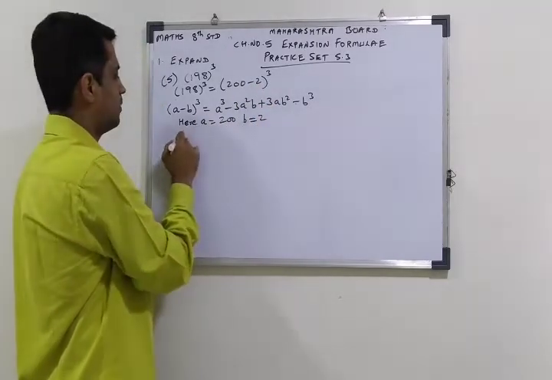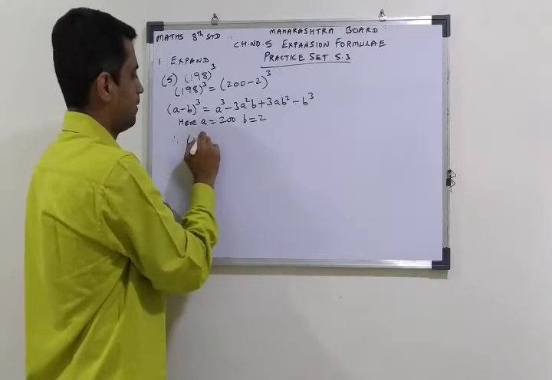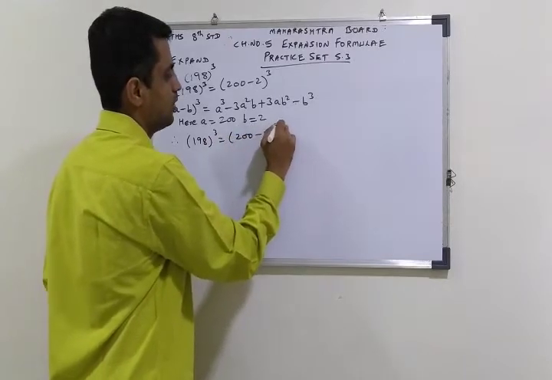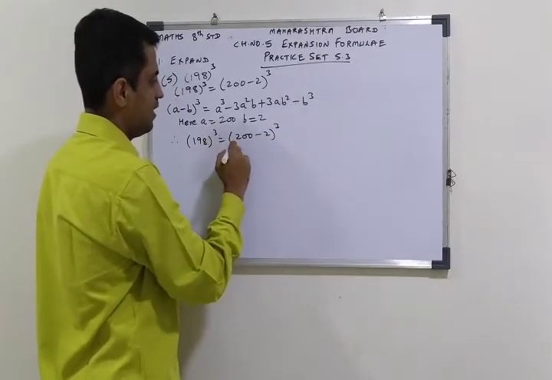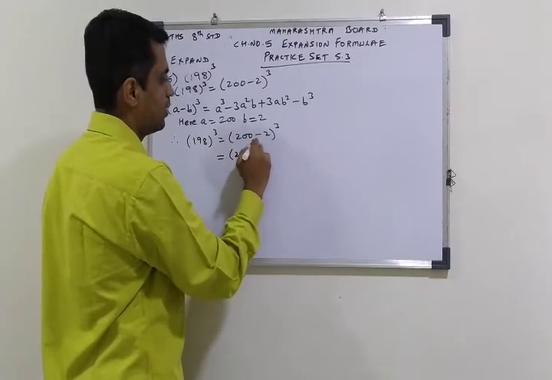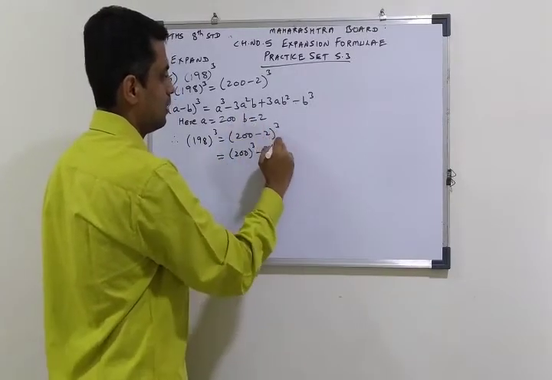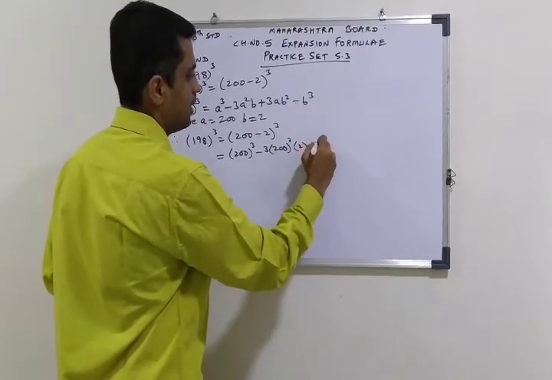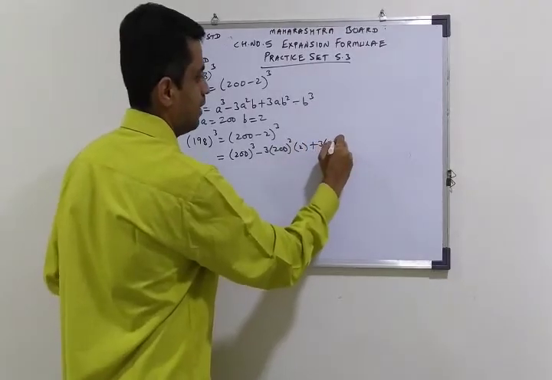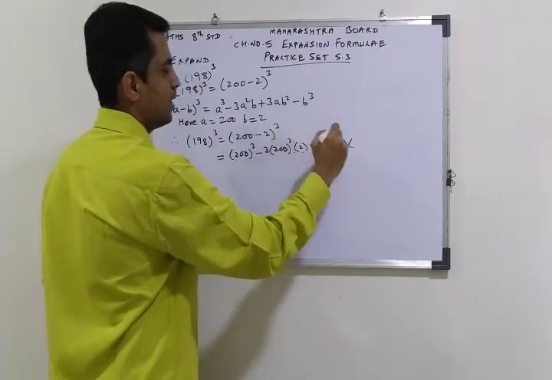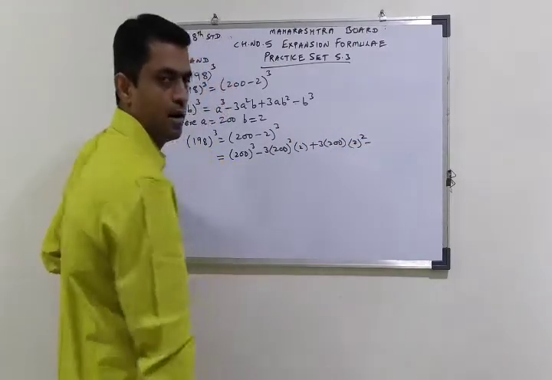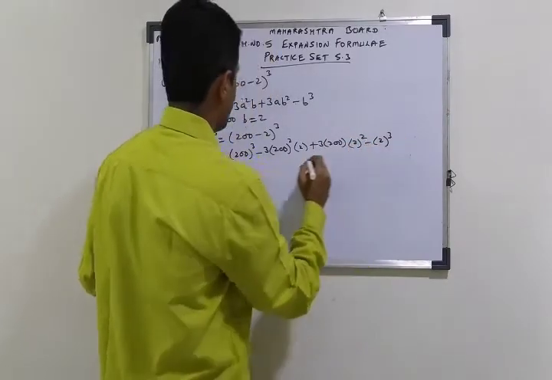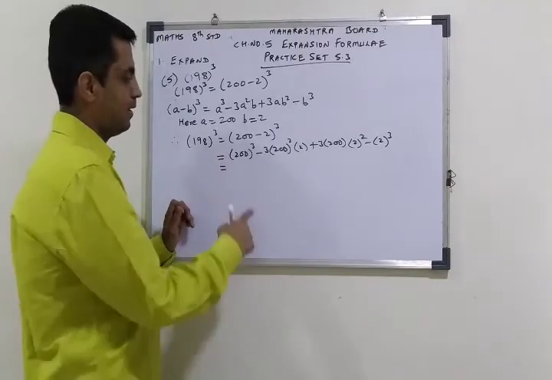Let us substitute the value. So here 198 the whole cube is equal to 200 minus 2 the whole cube. So instead of A we will write 200 whole cube minus 3 into 200 whole square. Instead of B we will write 2 plus 3 into 200. B square means what we will write? 2 square. Are you getting, everybody? Now instead of B what we will write here again? 2 cube.